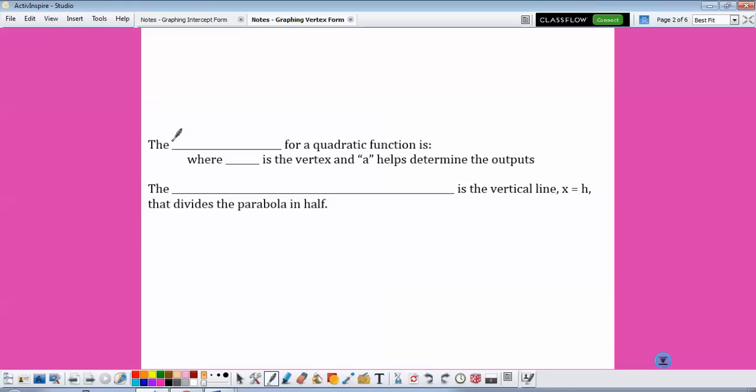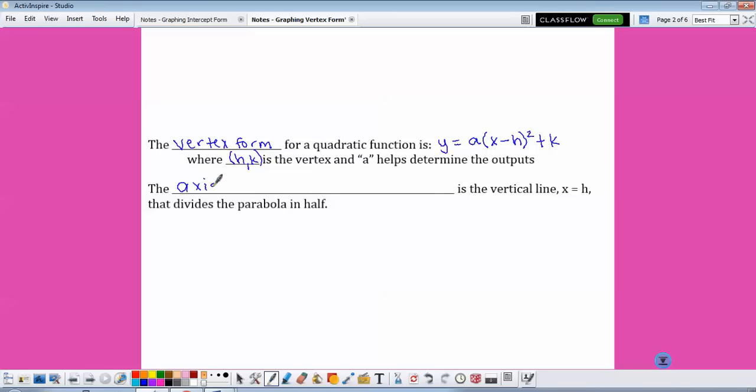So the vertex form for a quadratic is y equals a times x minus h squared plus k. The coordinate (h, k) is the vertex, and a helps determine the outputs.